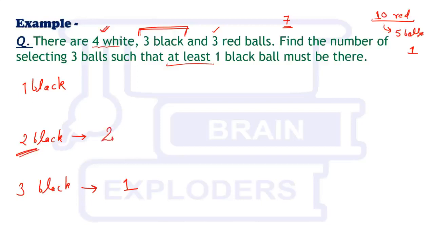Now if there is exactly one black ball, the remaining 2 balls can be both white, both red, or one ball may be white and another ball may be red. So in total we have 3 choices when exactly one ball is black. So in total there are 6 ways.